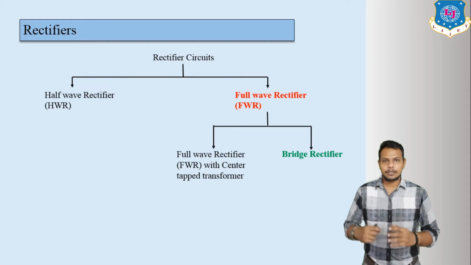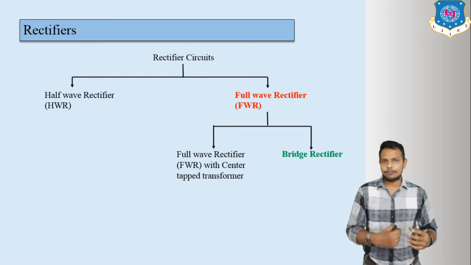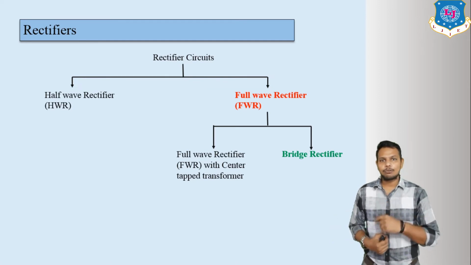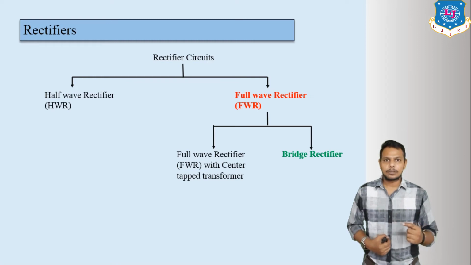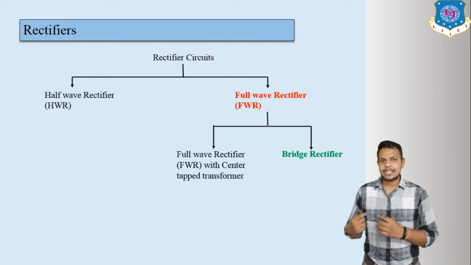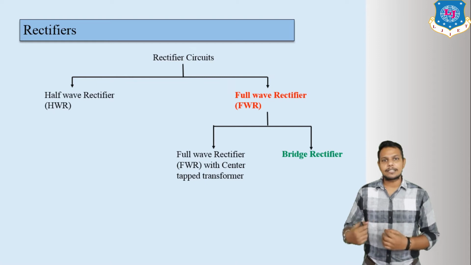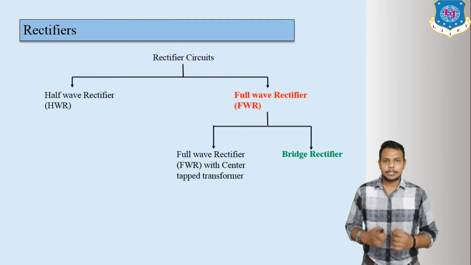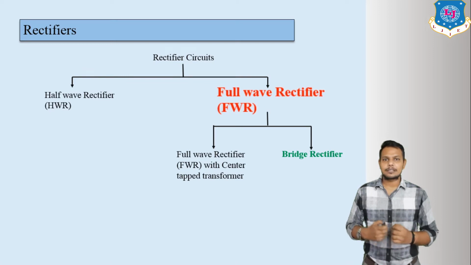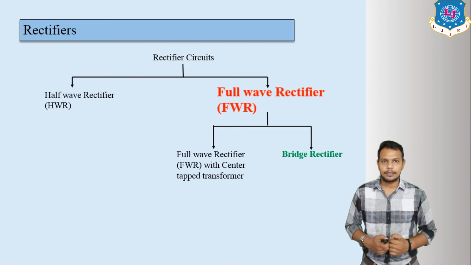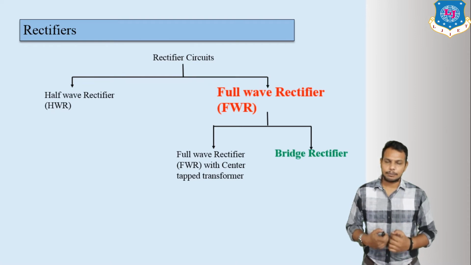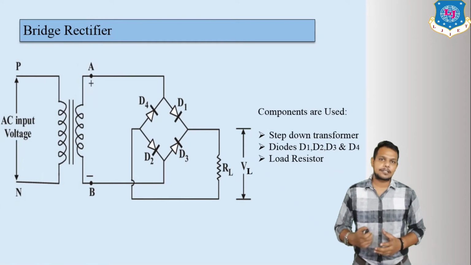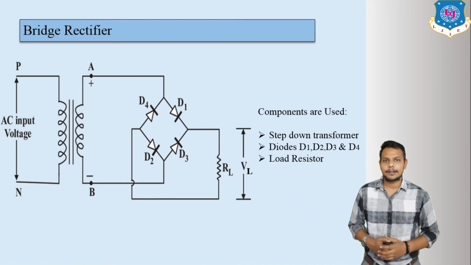Because this is the full wave rectifier, that means we will get full wave output. So this is known as full wave rectifier, as we discussed in our previous lectures. Here the circuit diagram is a little bit different. So let us discuss full wave rectifier with bridge rectifier. Let us start with its construction, or we can say circuit diagram.